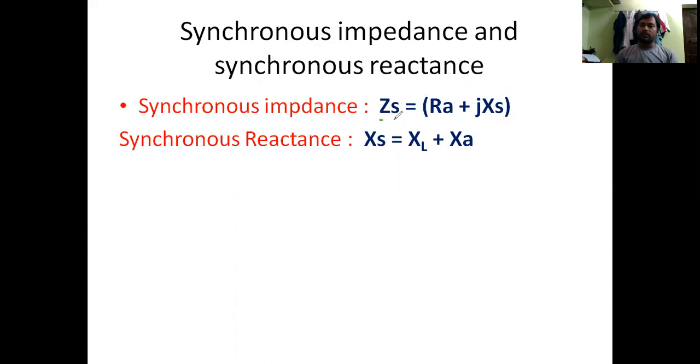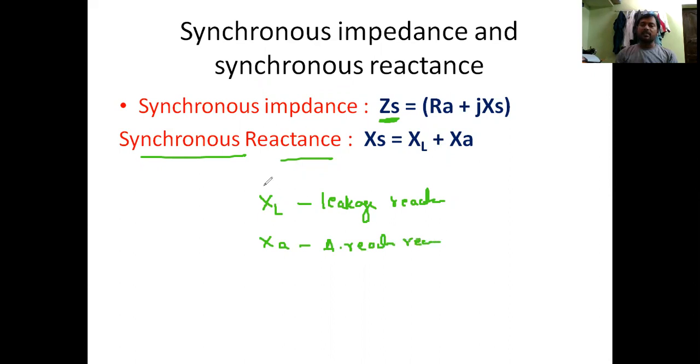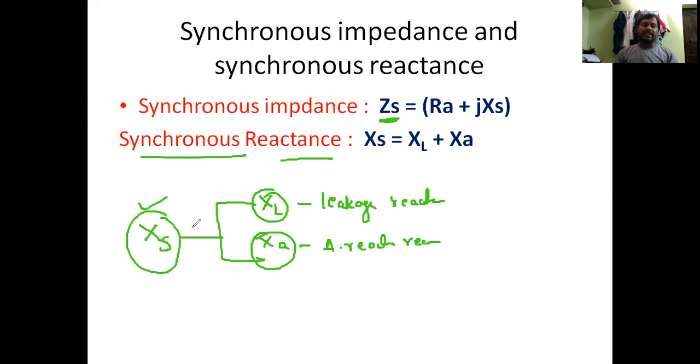So first of all, before learning synchronous impedance, let us see synchronous reactance. Earlier I discussed leakage reactance and armature reaction reactance. The sum of these two is called synchronous reactance. X is for reactance and S is for synchronous.